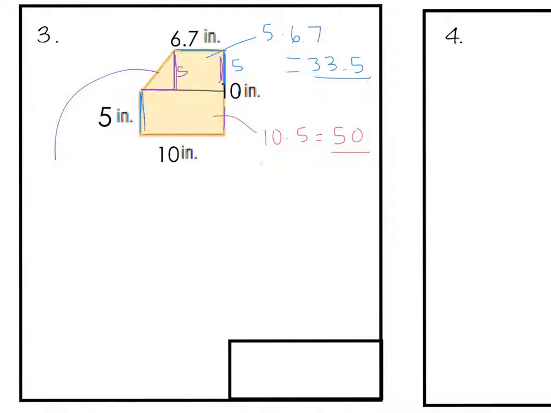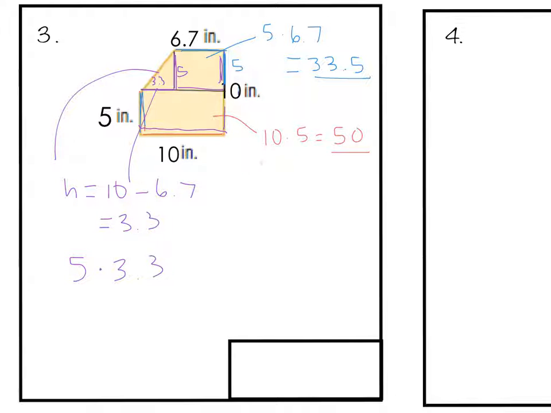Well, if I know that this whole bottom portion is 10, and this part here is 6.7, I know that this is going to be 10 minus 6.7, which is 3.3. So I'll write that in, 3.3. So now my base is 5, my height is 3.3 that I just solved for. It doesn't really matter which one I call the height and which one I call the base. I'm going to use them both in the formula anyway.